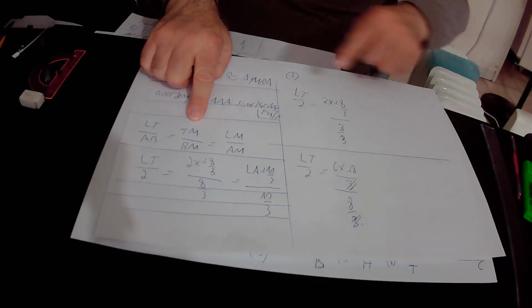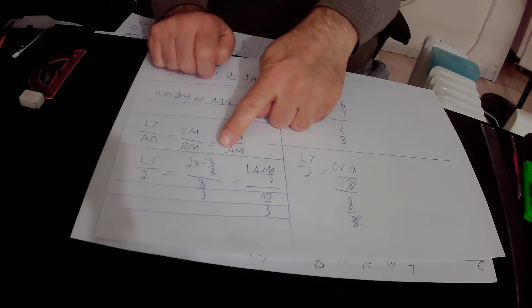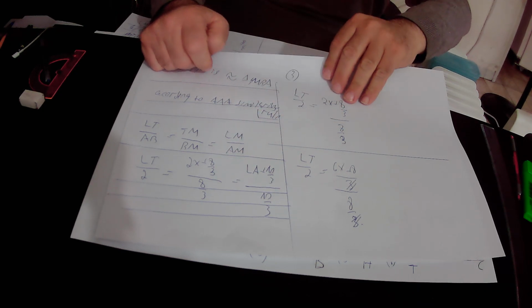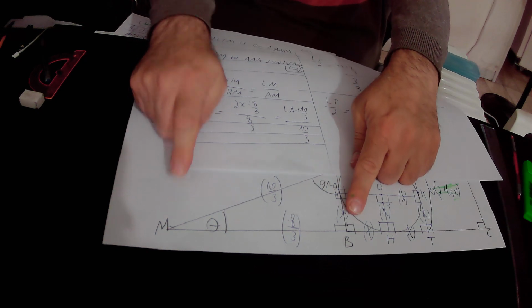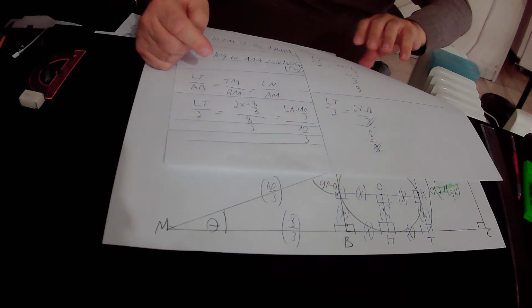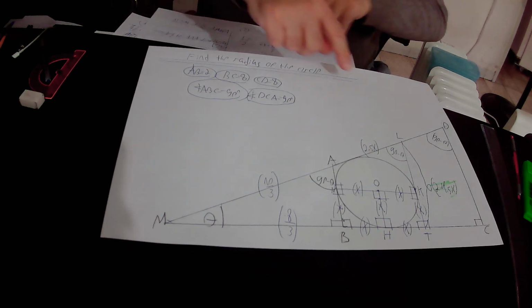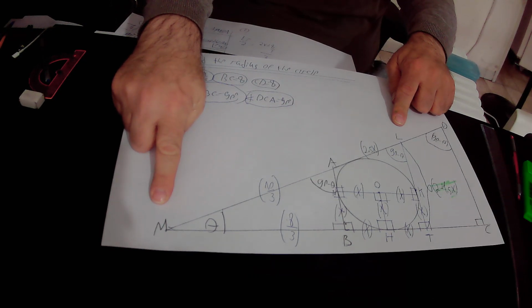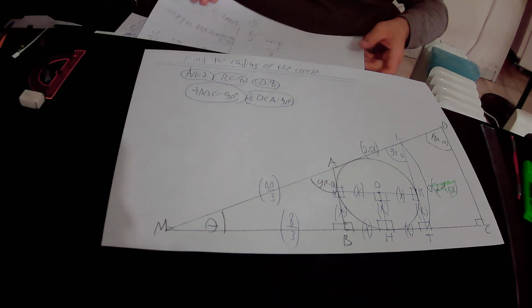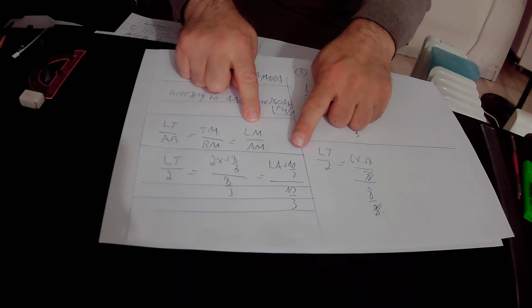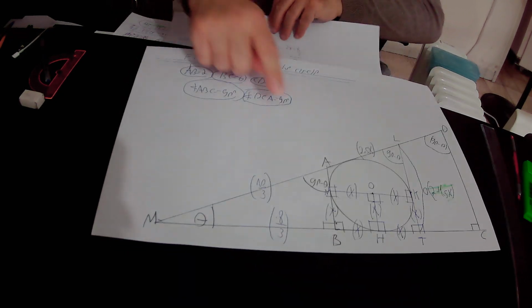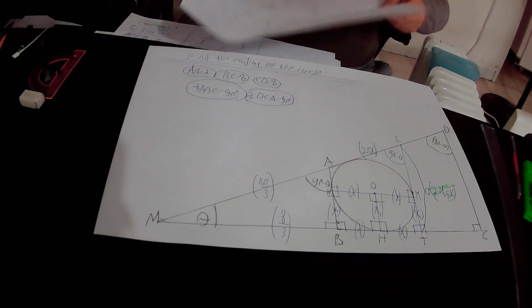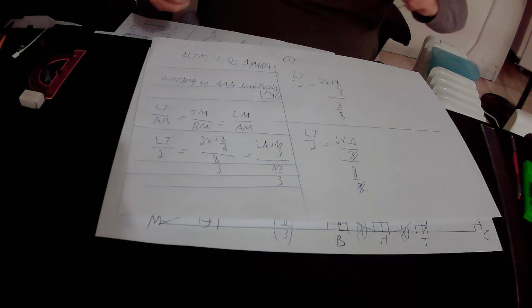Here, TM equals 2x plus 8 over 3, over BM. BM equals 8 over 3. And it equals LM over AM. LM equals LA plus 10 over 3. So LM over AM equals LA plus 10 over 3 over AM. AM equals 10 over 3.